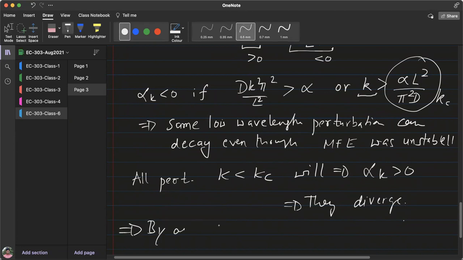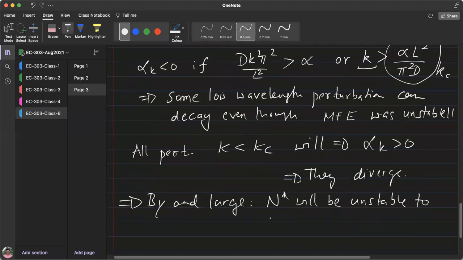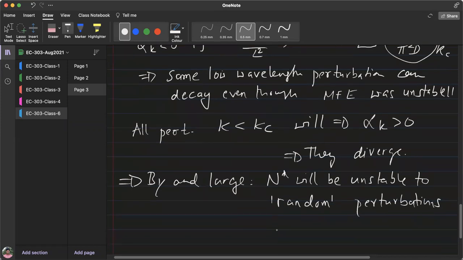So by and large, N star will be unstable to random perturbations containing k less than Kc. Okay. Is this clear to everyone?